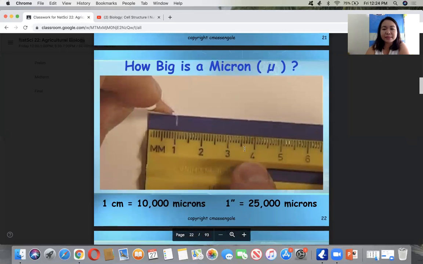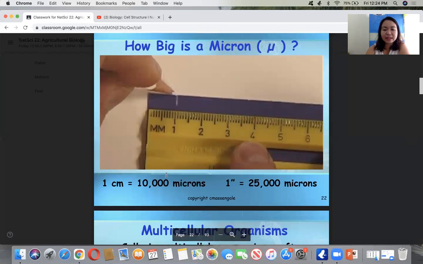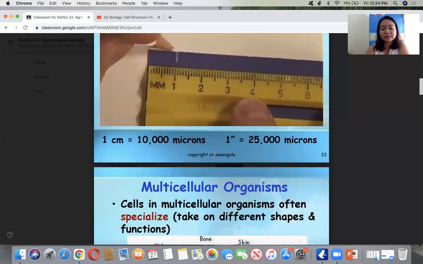And how big is a micron? When we look at it on the ruler, 1 centimeter is equivalent to 10,000 microns. And 1 inch is equivalent to 25,000 microns.